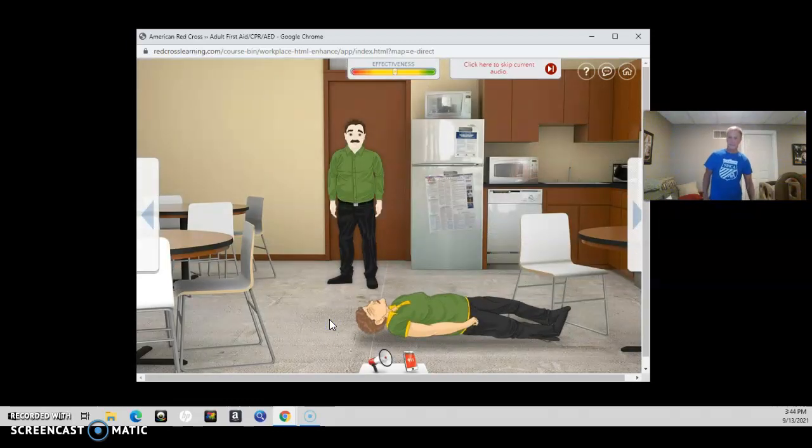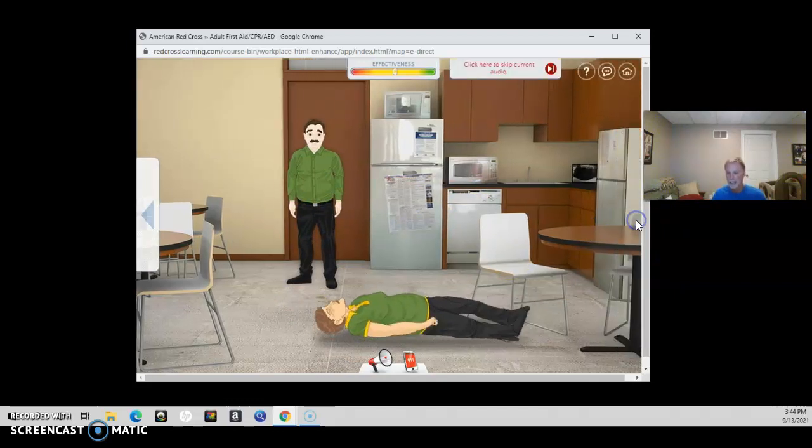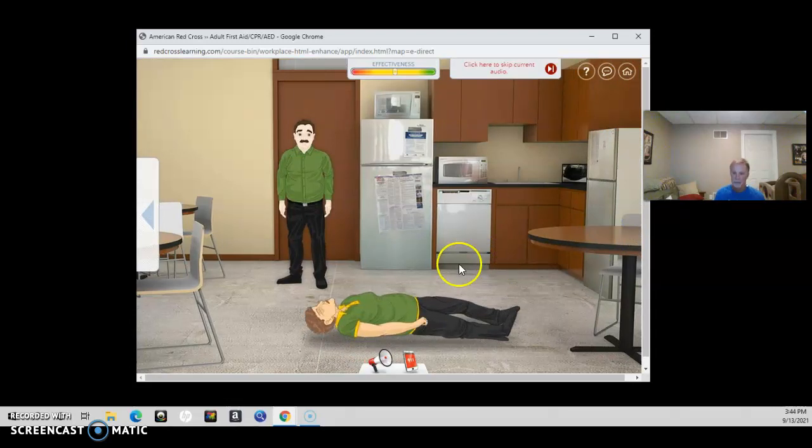Deborah is having a seizure in the break room. You need to take action to make sure she is safe during and after the seizure. Your first priority should be checking the scene and removing any hazards you see. So we're going to look over here. Notice anything here? That chair is in the way. Excellent. Chair has been moved out of the way.